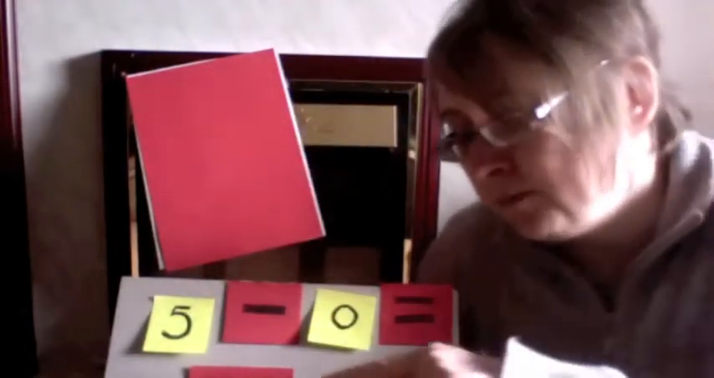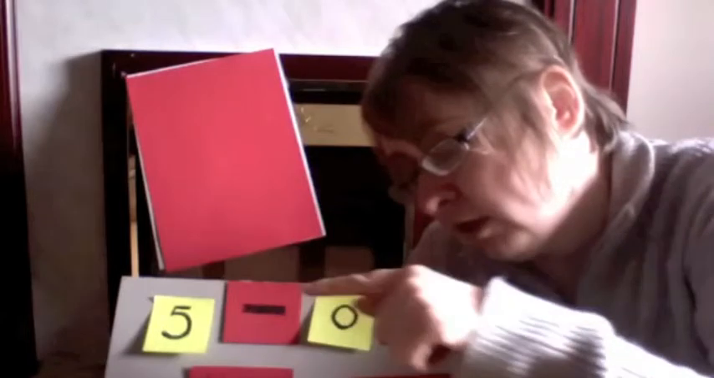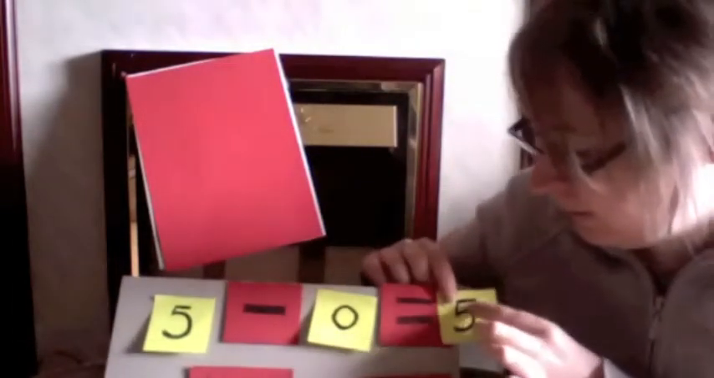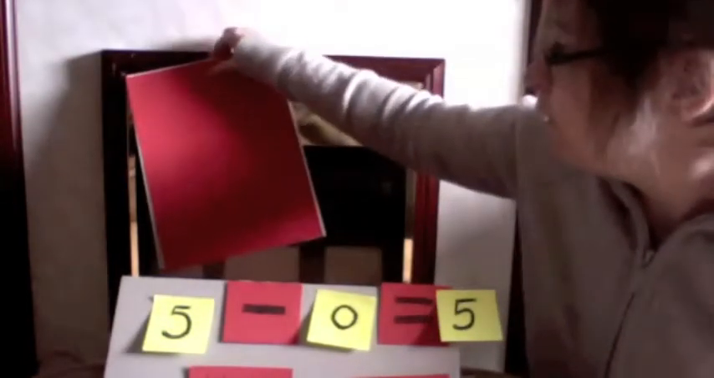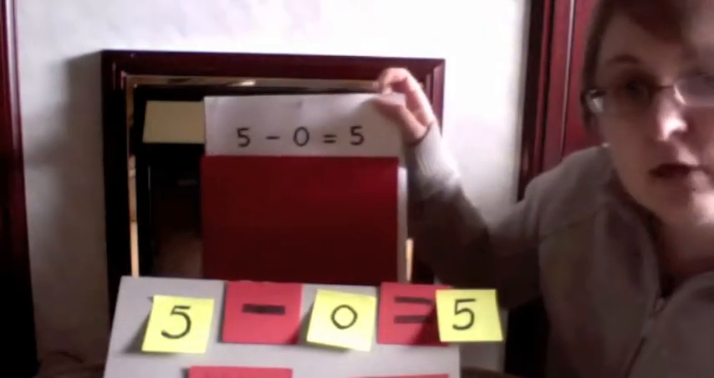If I take nothing away, I'm not going to take any clips out of my tub, so we will be left with the same number that we started with. So we have 1, 2, 3, 4, 5. 5 take away 0 equals 5. And up here I've got that subtraction for us to look at. Five take away 0 equals 5.